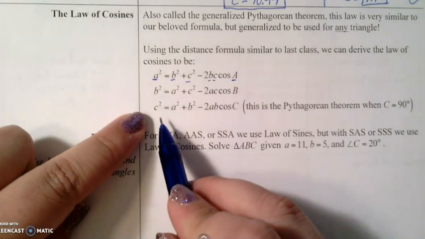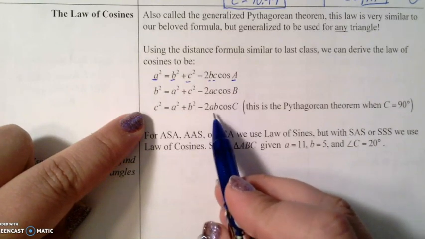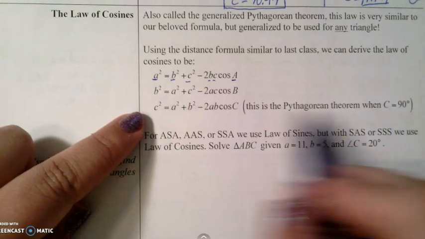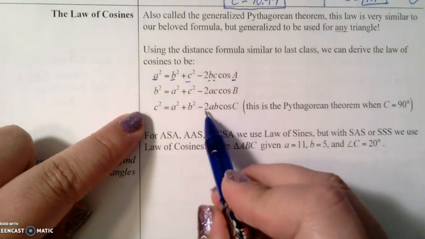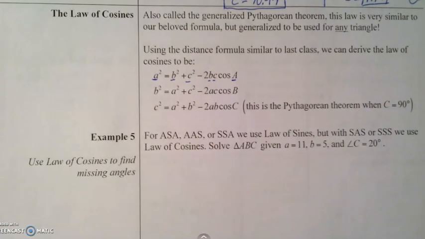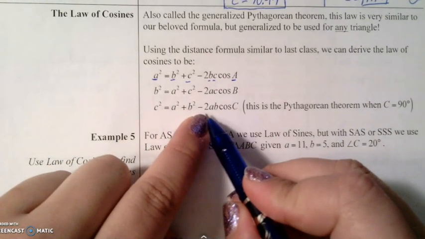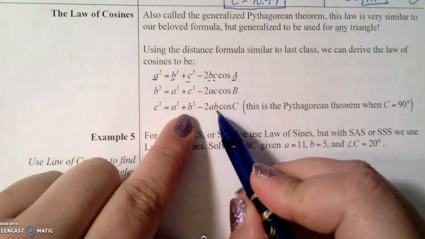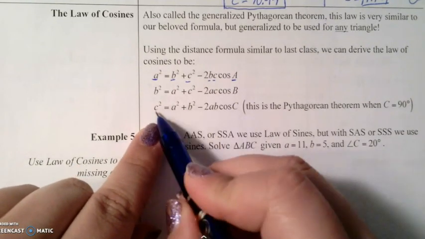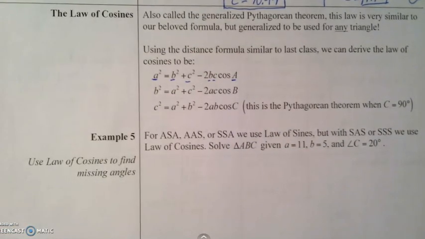If I look at this last one, c squared equals a squared plus b squared minus 2ab cosine of C, which when I have a 90-degree angle, this whole thing is 0, and therefore it's just the Pythagorean theorem. Okay, so the way to remember the law of cosines is start with the Pythagorean theorem, minus 2 times the sides that I have times the cosine of the angle that I have. And that will give you the side that you are missing. Okay, so think about the law of sines.